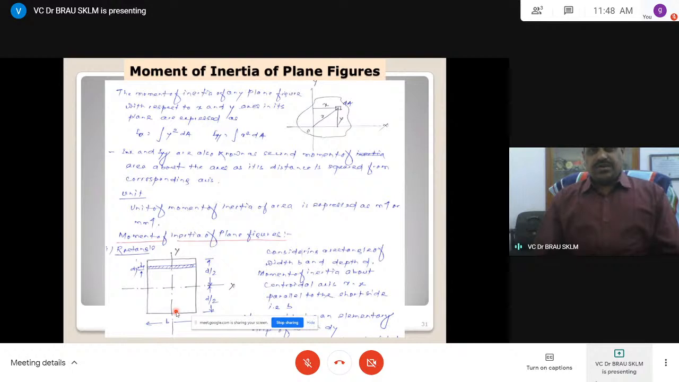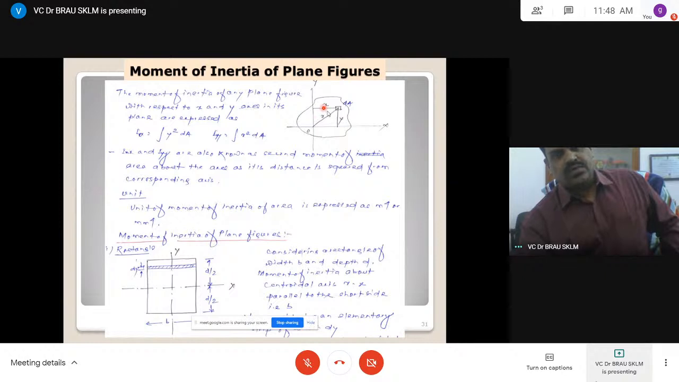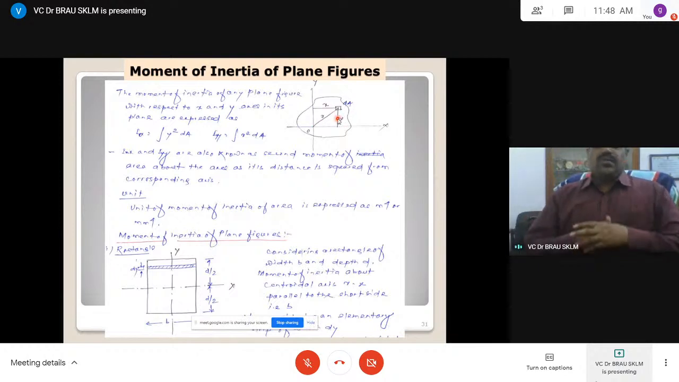For the moment of inertia of a plane figure, let us say any figure, take a laminar element of area dA, with this x coordinate, this y coordinate, and this r distance about point O.